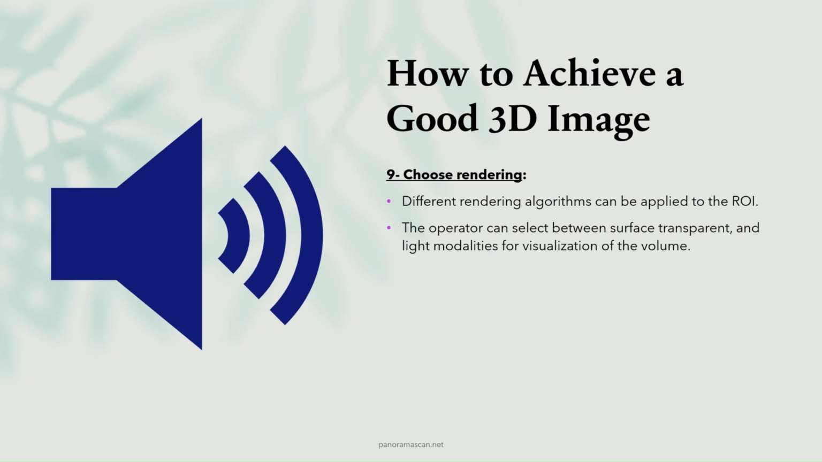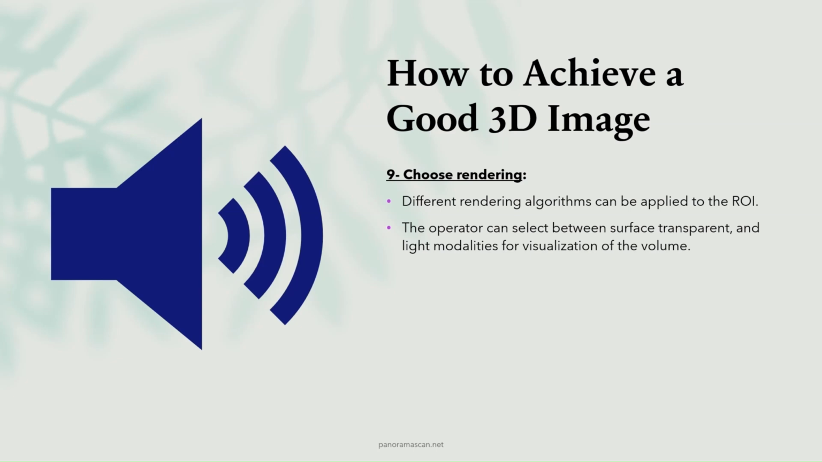Again, surface rendering is a mode that emphasizes the outer surface of the ROI, making it ideal for visualizing the contours and shapes of external anatomical features. Transparent rendering allows the internal structures to be visualized while maintaining transparency in the surrounding tissues, making it useful for assessing internal anatomy and spatial relationships.